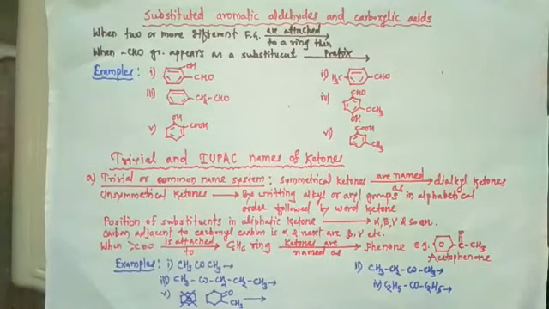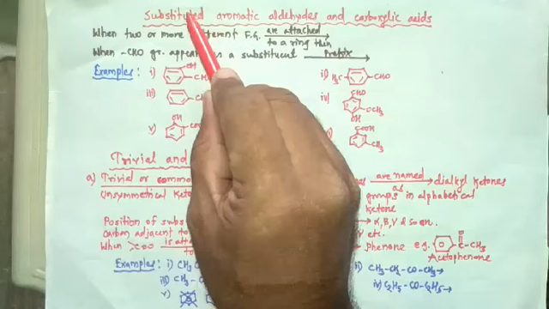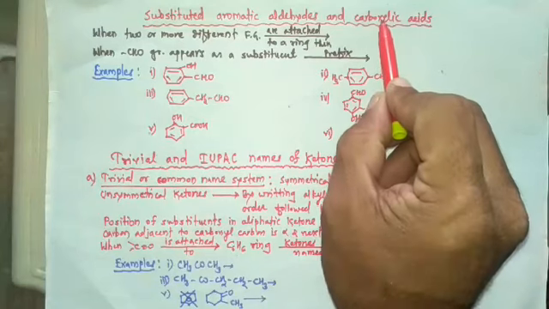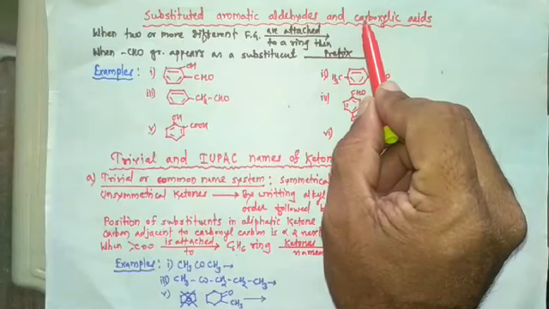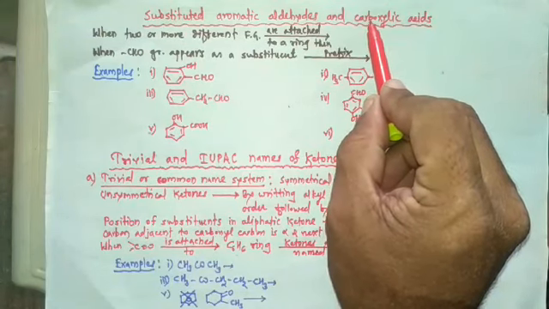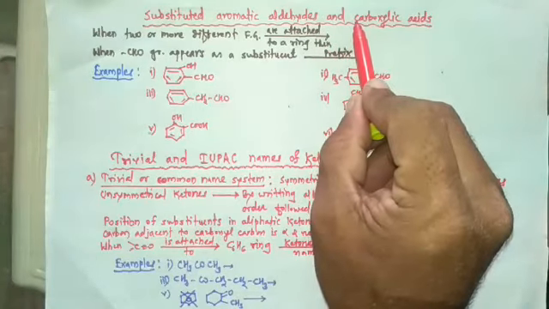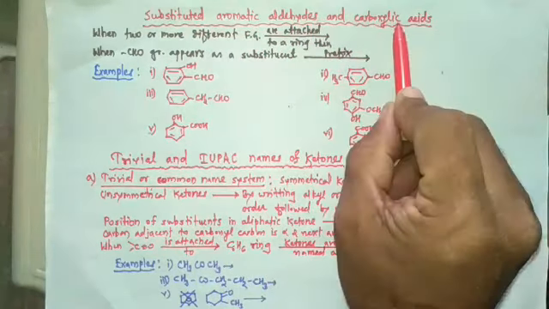Good morning students, today we are going to study the IUPAC names of substituted aromatic aldehydes and carboxylic acids. In the previous lecture, we studied in detail the trivial and IUPAC systems for aldehydes and carboxylic acids. So let's study the IUPAC names of substituted aromatic aldehydes and carboxylic acids.